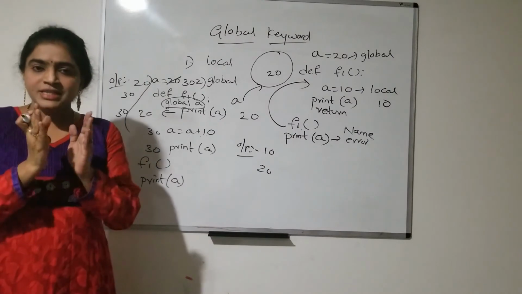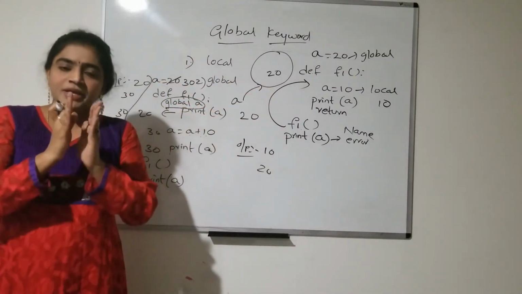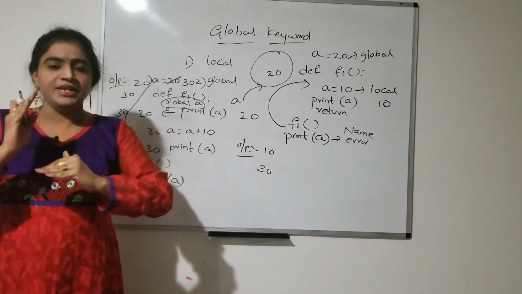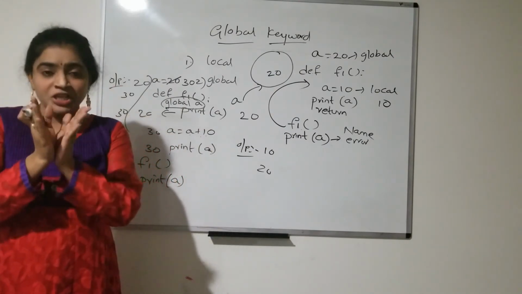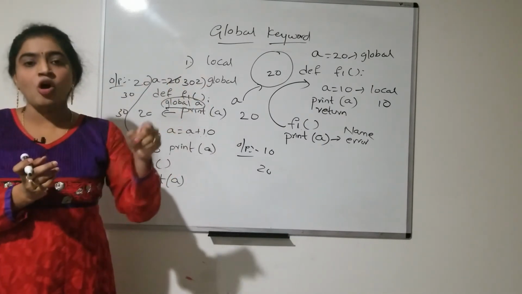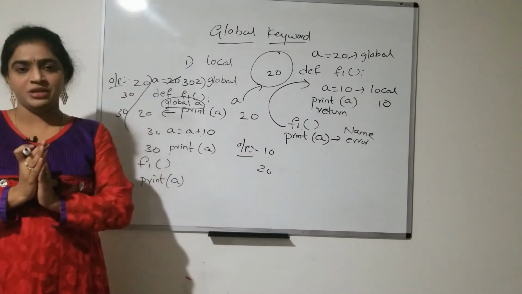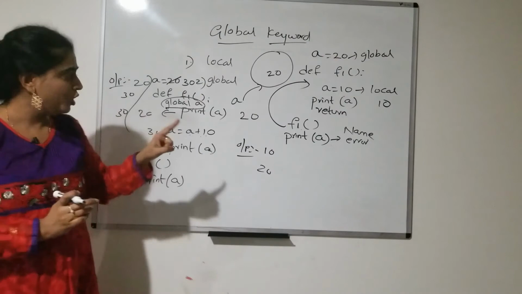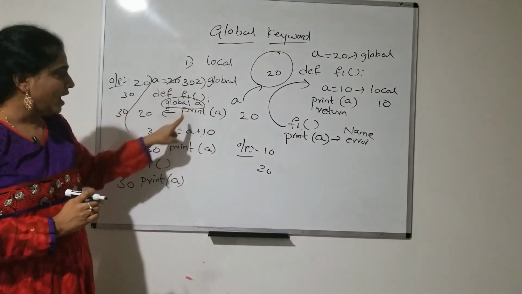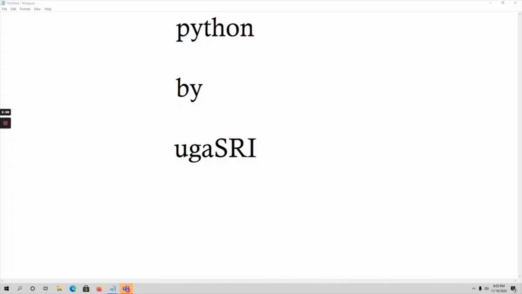So, what is the main use of this global keyword? From the function it is not possible to modify the global variable. Suppose your requirement is to modify that global variable from the function, then in such a scenario you can use this global keyword and you can modify the global variable from the function. Let me show the execution of global keyword. Go to Python IDLE.